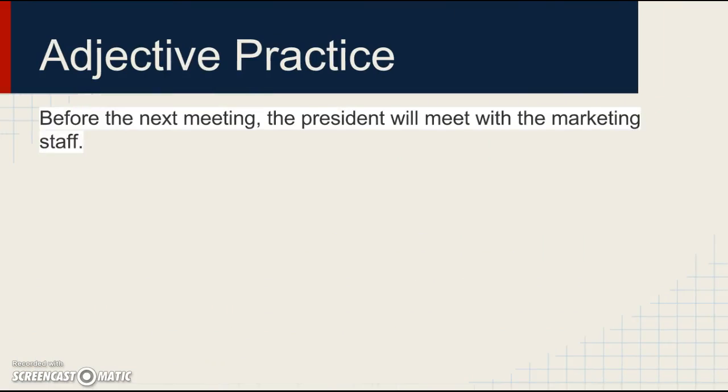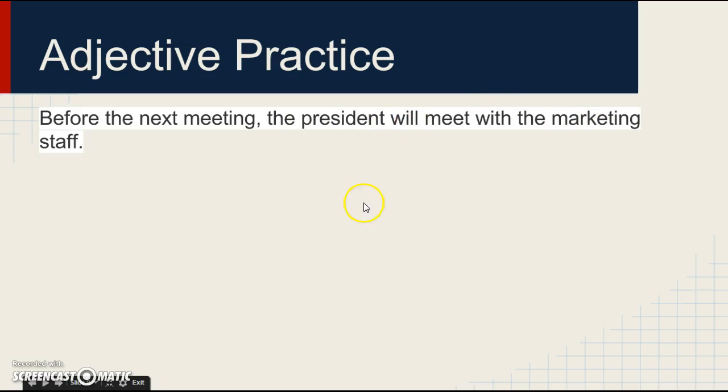Let's practice. So this first sentence: before the next meeting, the president will meet the marketing staff. Let's find our nouns. I see meeting. What kind of meeting? Well, there's not really anything that describes that. How many meeting? There's really nothing to describe that. You could say next describes a meeting. Well, not really, because it kind of describes when. I see president here as another noun. What kind of president? I see nothing there. How many president? It'd just be the, but we're not going to put that in there. A and the, we're not worried about those right now.